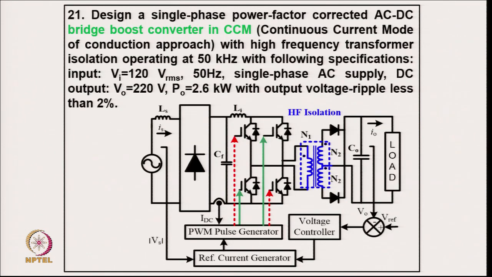So, coming to example 21, design a single phase power factor corrected bridge boost converter in continuous conduction mode with the high frequency transformer isolation operating at 50 kilohertz with the following specification: 120 volt, 50 hertz single phase AC supply, and output voltage 220 volt at power of 2.6 kilowatt with the output voltage ripple of 2%. So, this is the boost converter which is typically designed in continuous conduction mode.